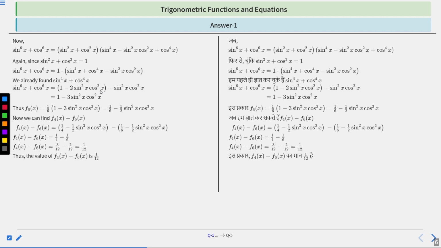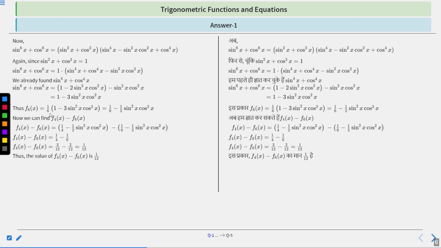Now we have already found sin to the power 4x plus cos to the power 4x. Therefore, we can write sin to the power 6x plus cos to the power 6x is equal to sin to the power 4x plus cos to the power 4x, which is basically 1 minus 2 sin square x cos square x. Therefore, let's put 1 minus 2 sin square x cos square x minus sin square x cos square x. Therefore, sin to the power 6x plus cos to the power 6x will be equal to 1 minus 3 sin square x cos square x.